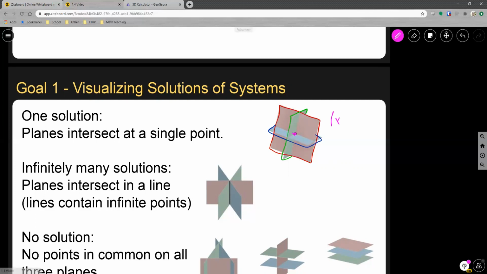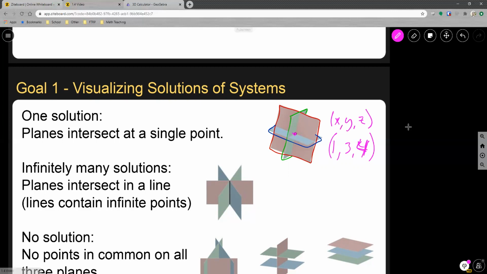And that point would be our x, y, z coordinate. It could be, I don't know, 1, 3, 4, for instance. It would be exact coordinates, and that would be our single solution for that intersection.